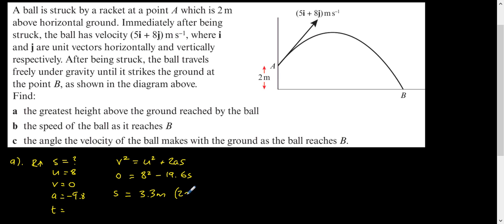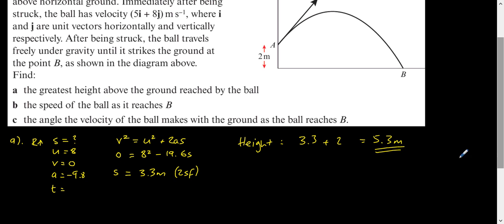Correct to two significant figures. Now that's the displacement above the point of projection, because this whole model here has been set up based on the point of projection. So the particle has traveled a further 3.3 meters into the air above ground after it was projected. So the height then is just going to be our 3.3 plus the 2 meters above ground when it started, which gives us 5.3 meters.